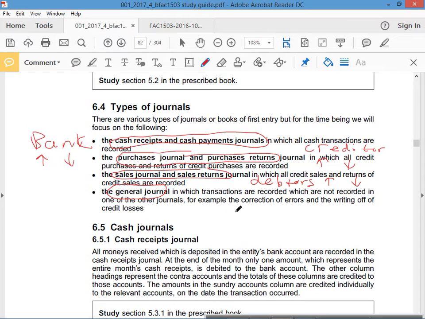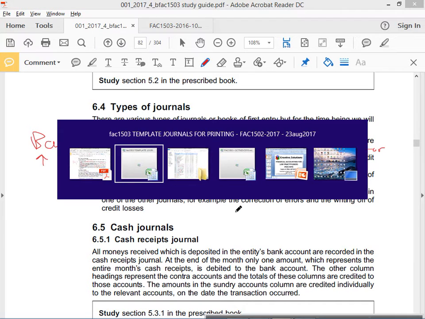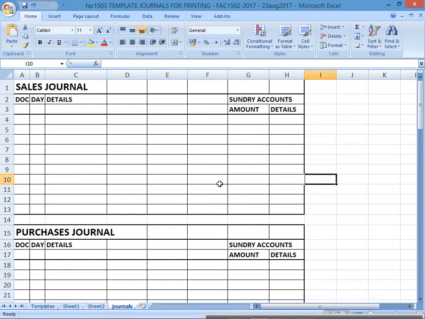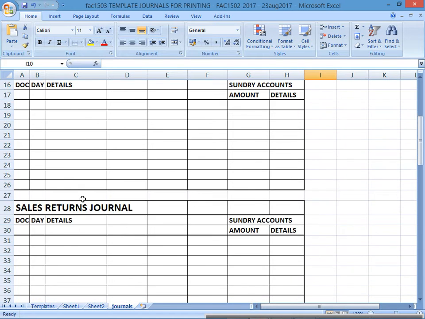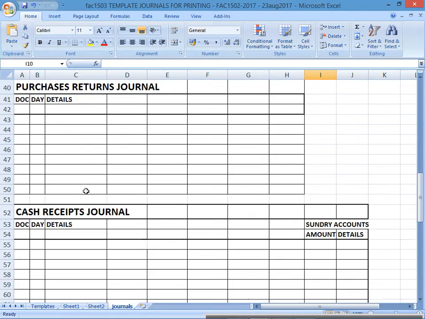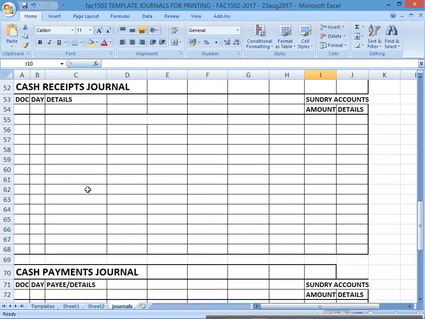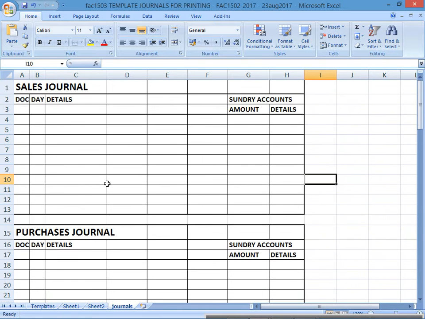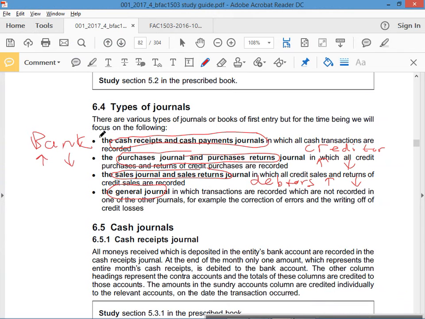Right, we now need to approach a question looking at journals. So let's go to the template that I've given you. Right, obviously in an exam, you don't often get given templates. You get given folio paper that you're going to have to complete, all right, in terms of your format in order to draw up the journals. So I've got the sales journal, the purchases journal, the sales returns, the purchase returns, and the receipts and payments, okay, on separate pages.